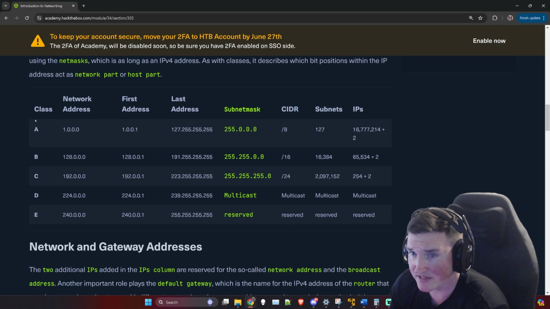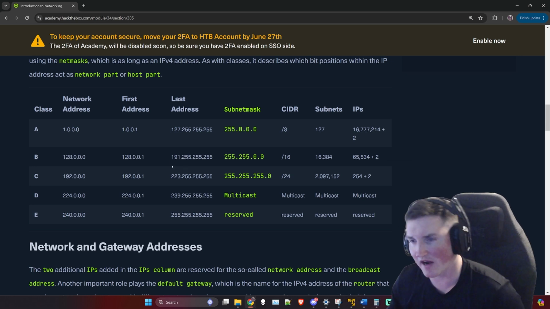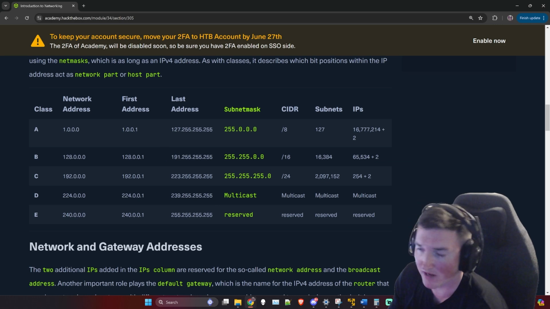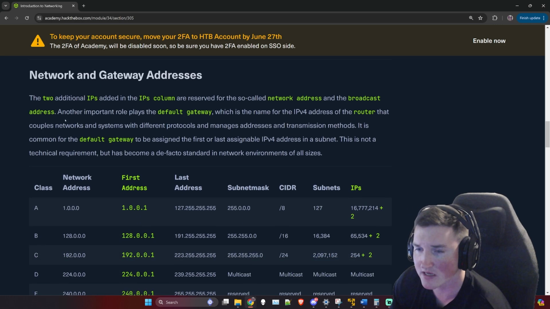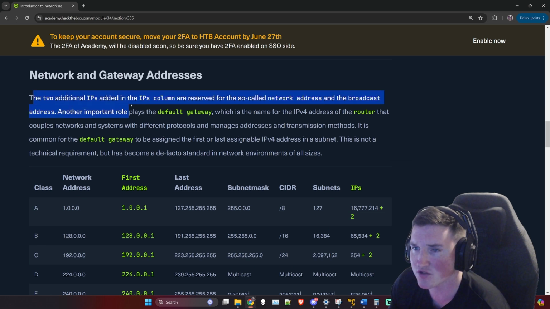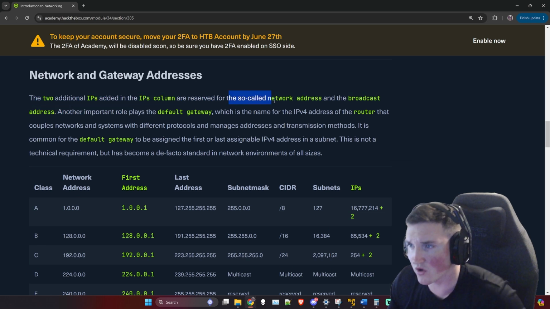Here's where we're starting to get into it. Here are the classes, right? A, B, C, D, E. And here is the subnet mask for each class. Now you might say this doesn't mean anything to you now. You're right, now. But this will mean something to you after you figure out how to do it. I'm not going to do it for you, but go back and check it out and you'll see what the difference is. Okay, so the two additional IPs added in the IPs column are reserved for the so-called network address and broadcast.